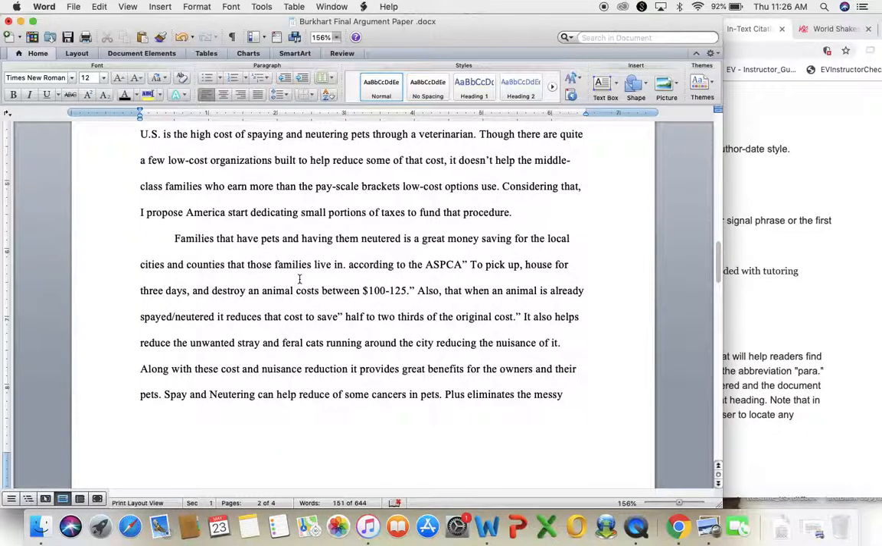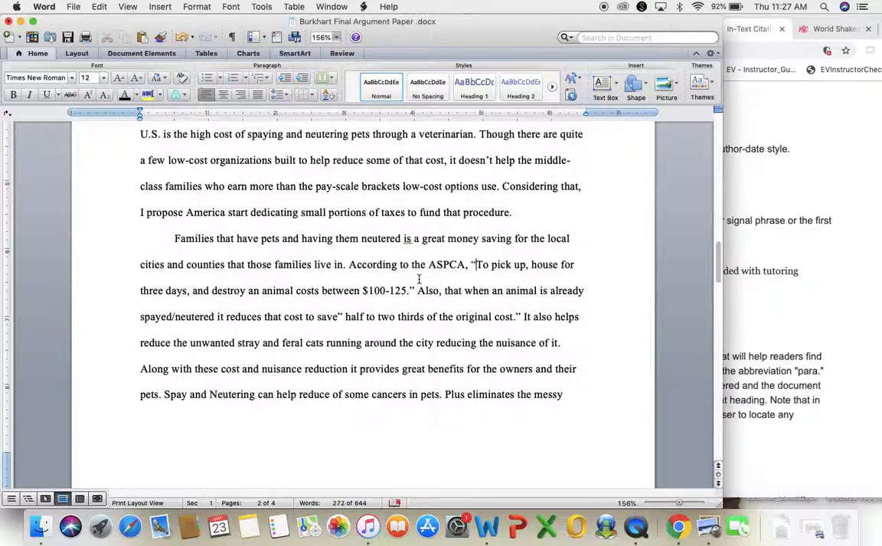so I'm going to go ahead and look at your first body paragraph. So you start off with families that have, well, essentially this was your second one, and I've turned it into your first body paragraph, but families that have pets and having them neutered or spayed, right, is a great money saving tool, I think, for the local cities and counties that those families live in, right, according to the ASPCA, and then you need to move that quotation to there.